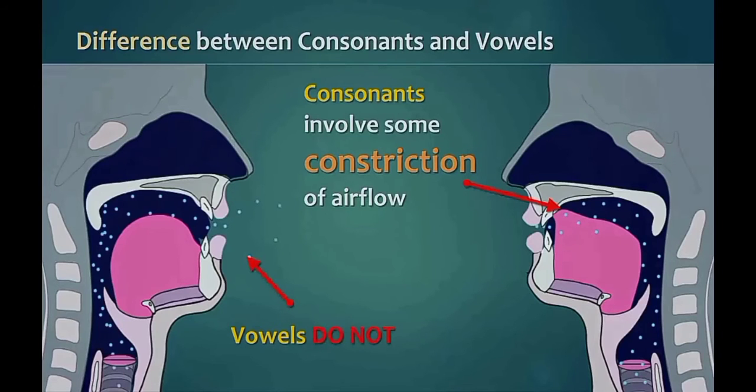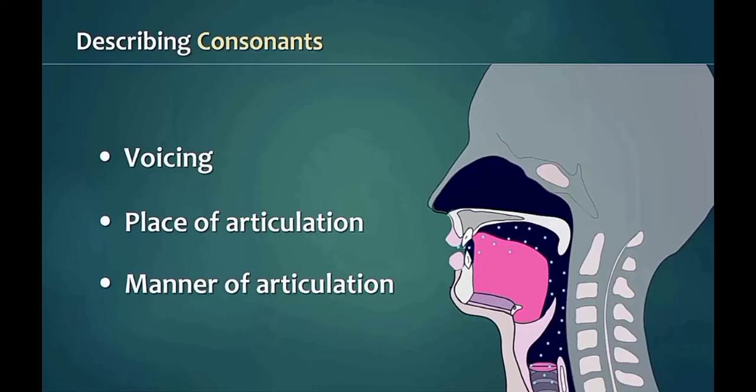We will be focused on the phonetics of spoken language, and more especially consonant sounds in North American English in this video. So, what is the difference between consonants and vowels, you might ask? Well, basically, consonants involve some interaction of airflow, whereas vowels do not. When linguists describe consonant sounds, we use three criteria: voicing, place of articulation, and manner of articulation. Let's talk about each of these in turn.